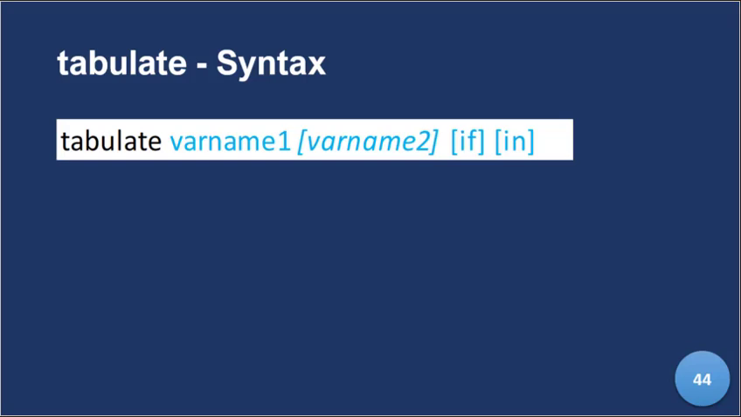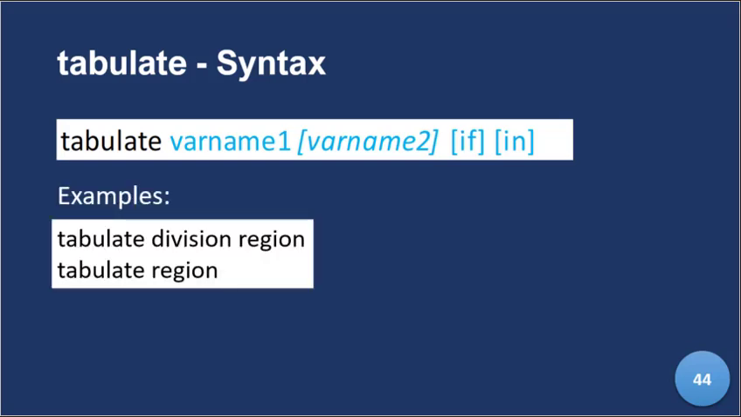And then there's also the two-way table, like you remember there were types and there were colors, so you can rewind and check that. So it helps us with that. And then there's the if and in statement too. In the first example, we use two variables. In the second example, we only use one variable. So that's how tabulate basically works.